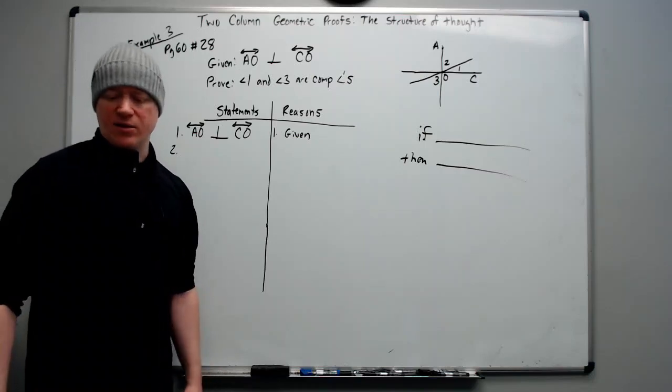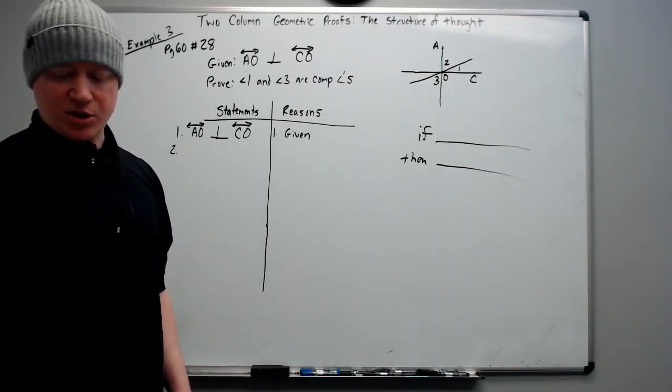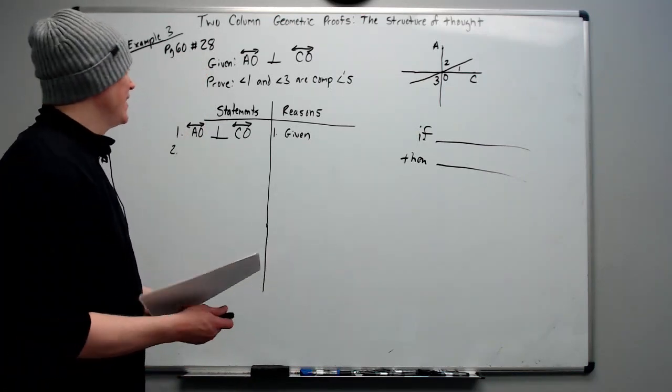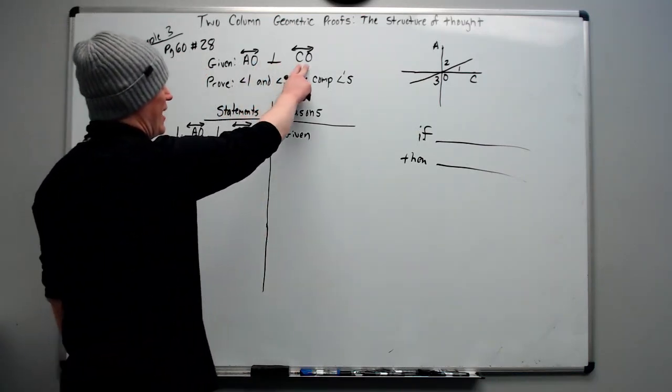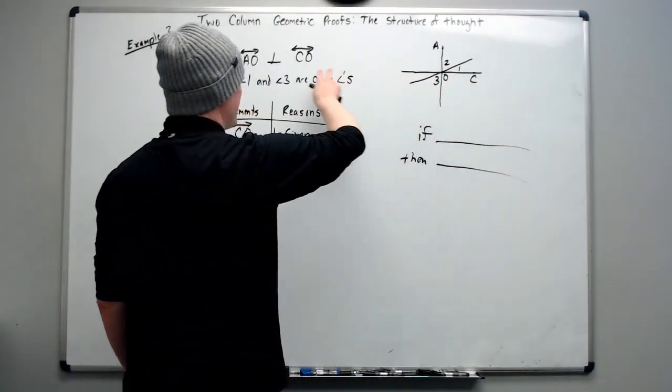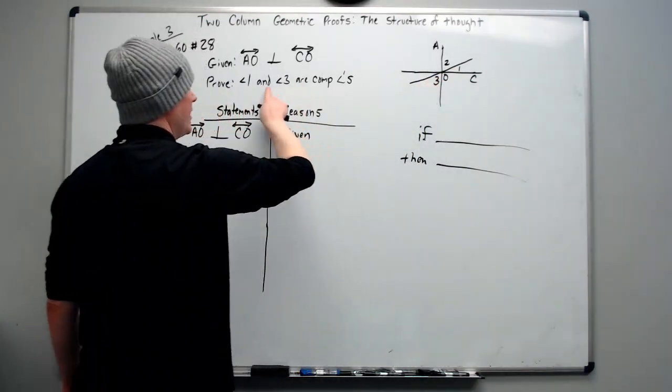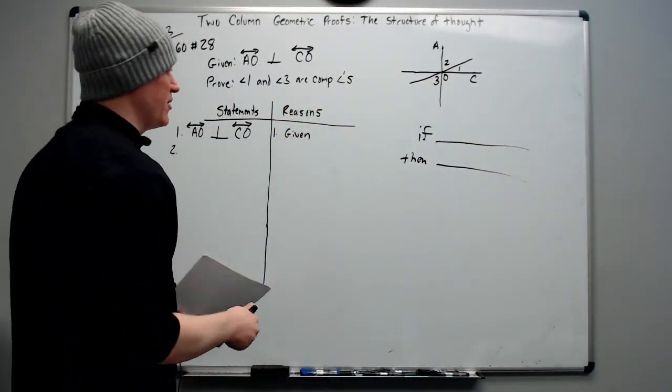Okay, this is another example from the textbook that we showed earlier. It's from page 60, problem number 28. And it starts off with, given that AO is perpendicular to CO, those being the lines, it wants us to prove that 1 and 3, those angles, are complementary angles.